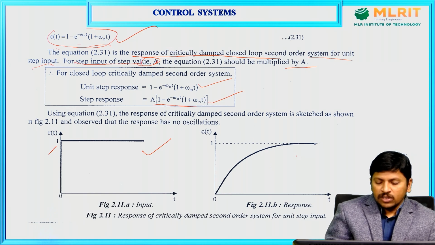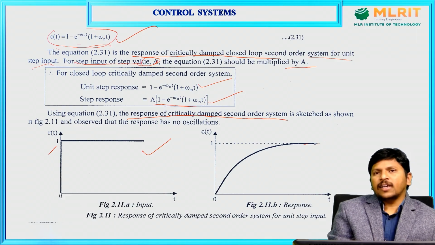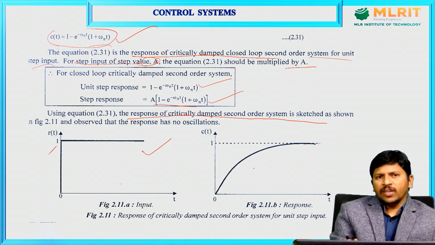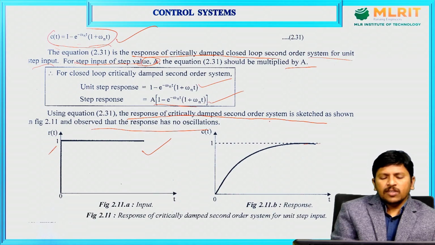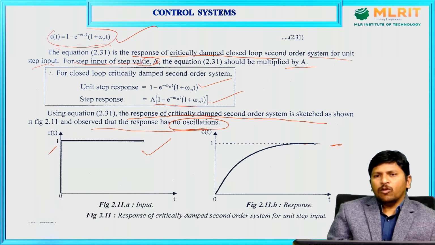Here the output response, completely in the critical damped second order system, just observe that the output has no oscillations, right? There is no oscillations. See here, the response of critically damped second order system is sketched as shown in the figure below, and observe that the response has no oscillations, right? This is about the transient or time response of critical damped system for unit step input.